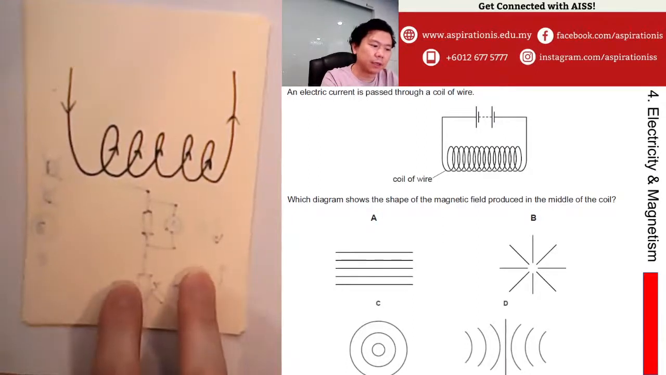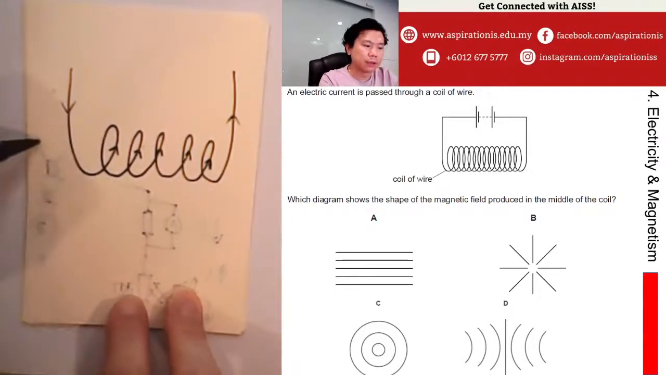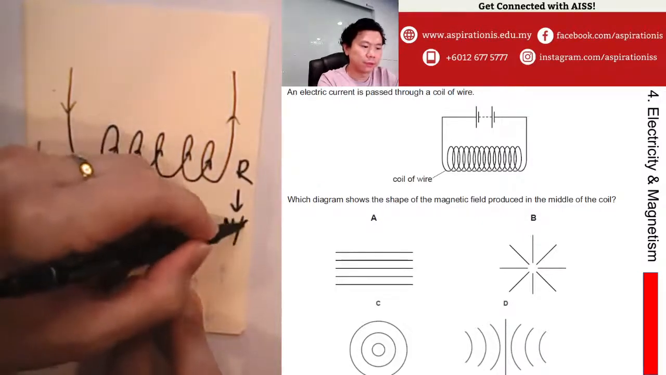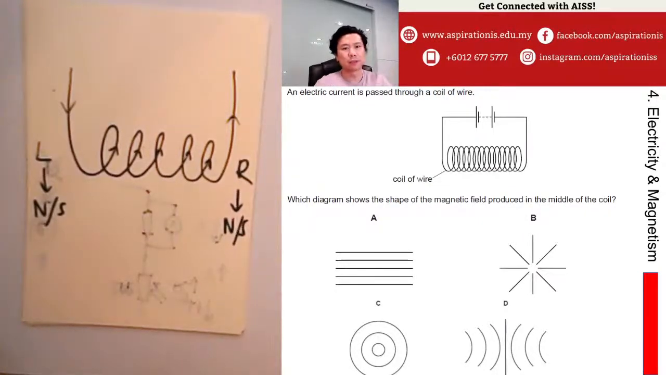So can you tell me, on the left hand side and the right hand side, is this north or south? Can I see some response first? Can you please type left is north or left is south or right is north or right is south? Can I see some answers? And also share with us, what rule did you use?